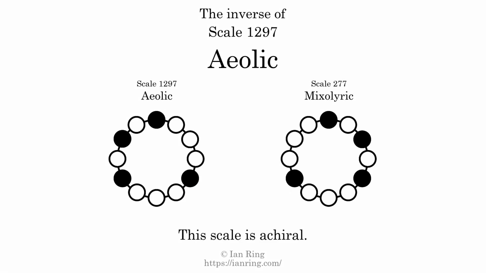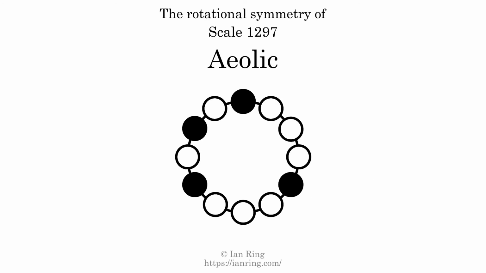The inverse of a scale is a mirror image. It is what you get when the sequence of intervals is reversed. The inverse of this scale is scale 277, also known as mixolyric. This scale is achiral, since it can transform into its own reflection by a rotational transformation. This scale has no rotational symmetry.